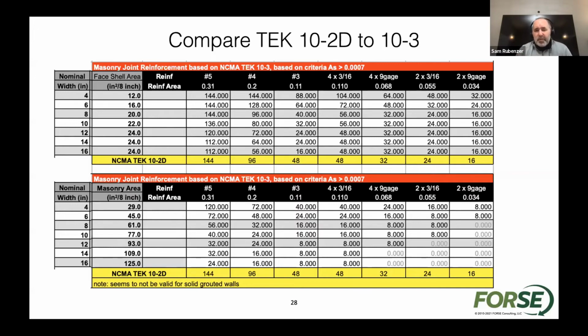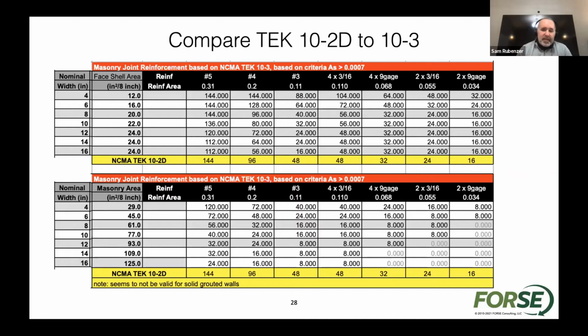When you look at the top table, you can see, looking up and down the column, that the empirical method does work pretty well for a partially grouted or unreinforced wall. Our spacings there may be a little bit on the conservative side, especially for the different joint reinforcement options.